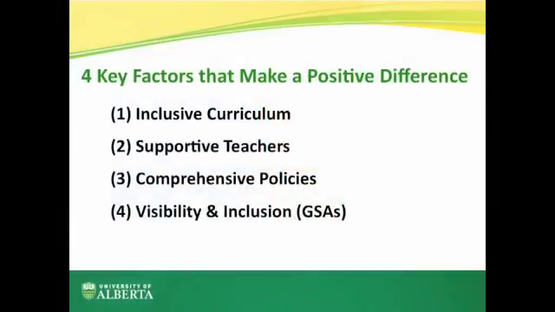So the last slide I'll leave you with is what the research tells us are 4 key factors that make a positive difference. So really thinking about what works in our school communities. The first is inclusive curriculum. We know we have more work to do here. We think about things like the halls and the walls. What are the images in the school hallways, in the classrooms, in our libraries, telling us about the diverse realities that exist around us?